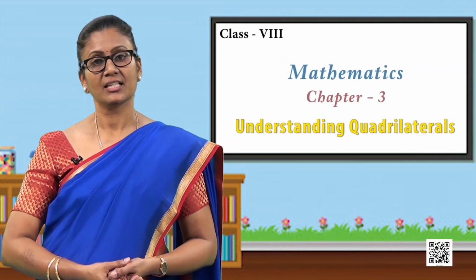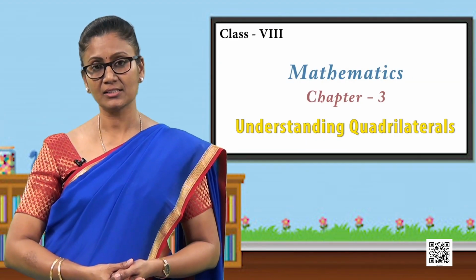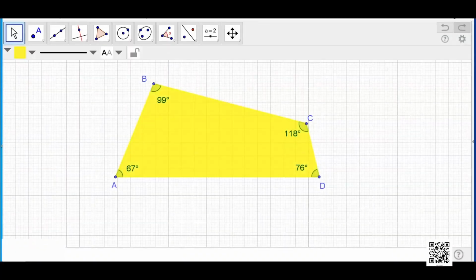Now, let us try an activity to find the sum of the interior angles of a quadrilateral. Let us take this quadrilateral ABCD and try to find the sum of the interior angles of this quadrilateral ABCD. So, we already have the angles A, B, C and D marked for us. Now we will find the sum of these interior angles and tell what it is equal to.